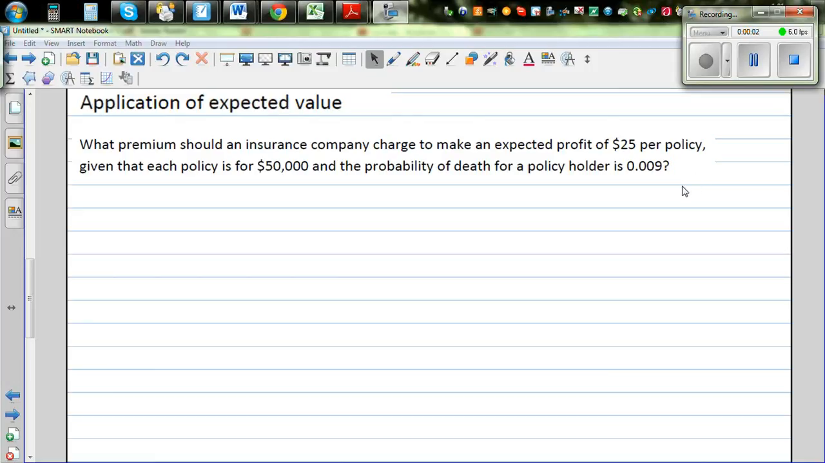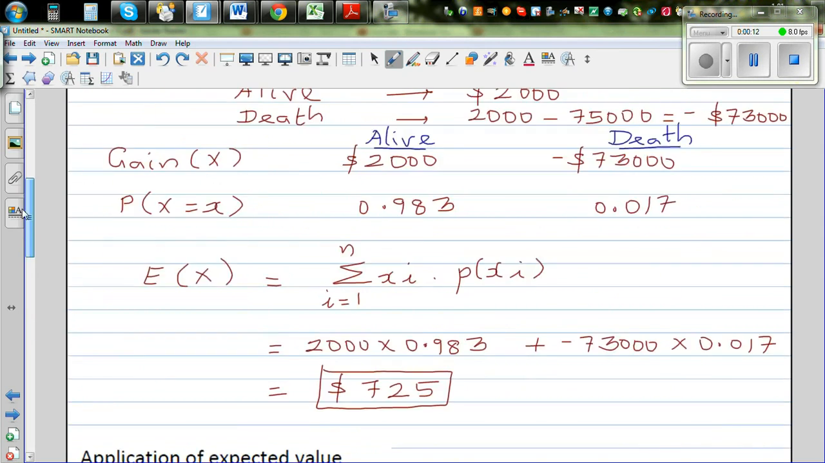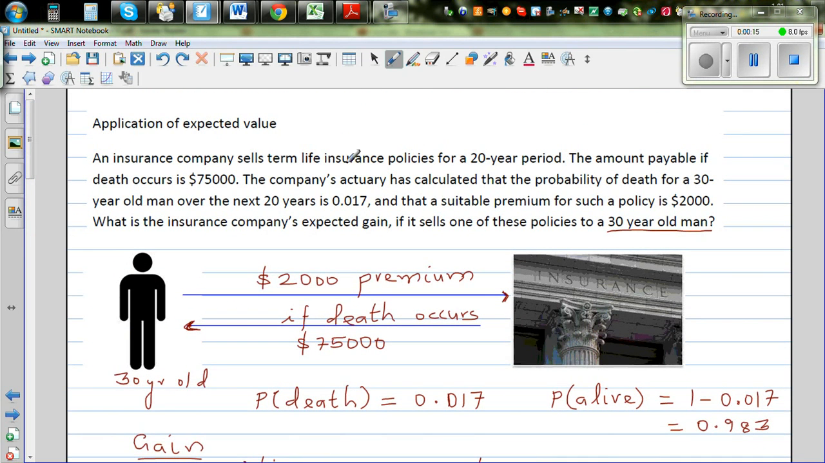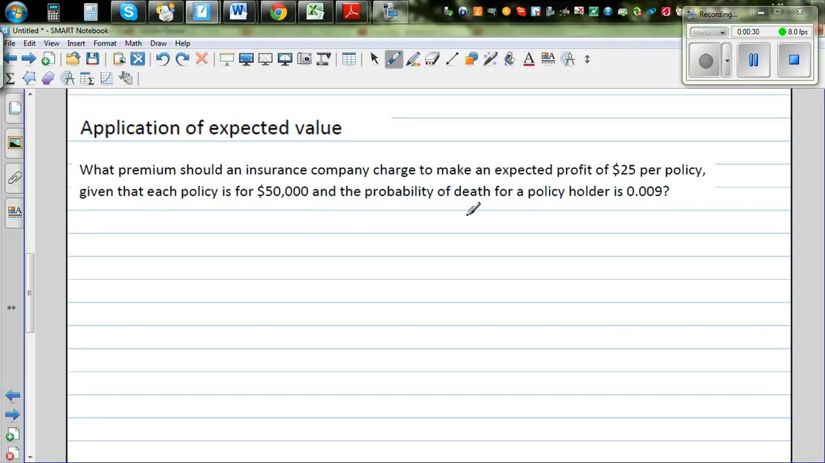Continue with the application of expected value. So let's read again a question on insurance policy. In the previous video, if you have seen, we talked about how insurance companies decide a particular premium and also find the expected gain that they can have. Now here it's a related question. What premium should the company charge to make an expected gain of $25 per policy?